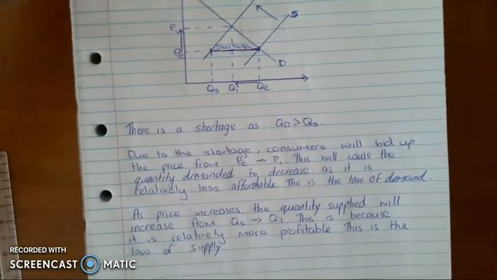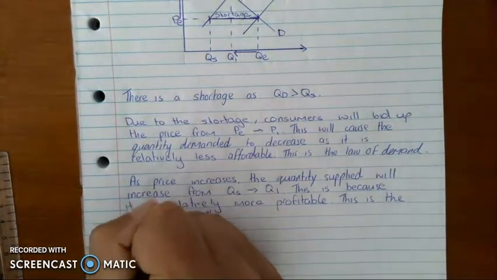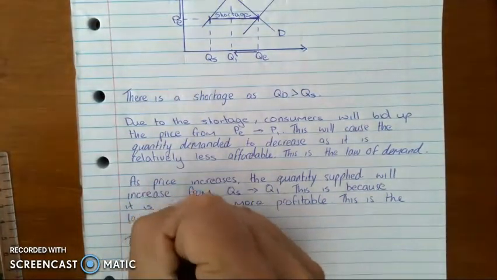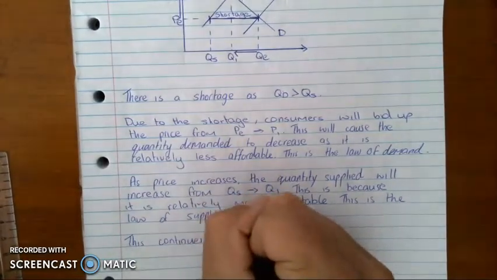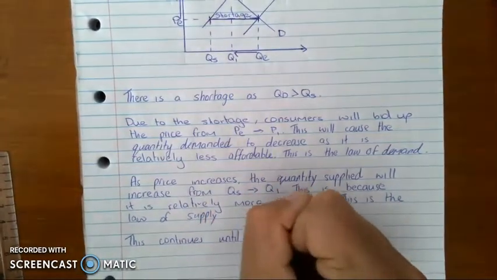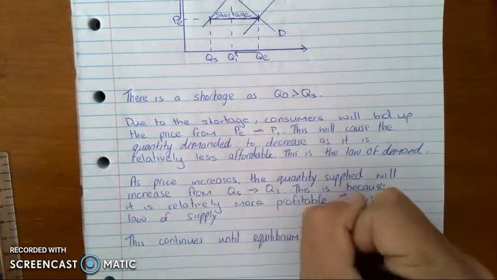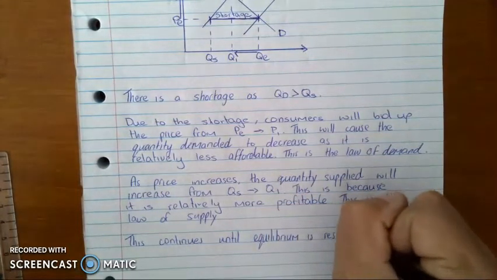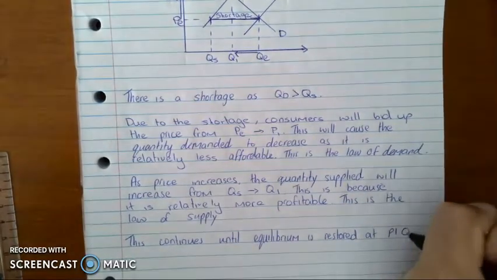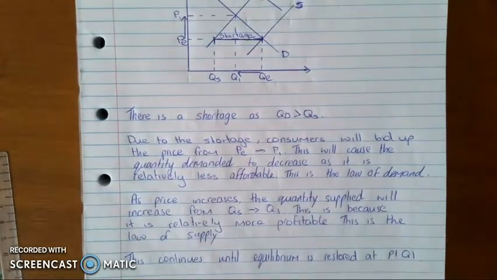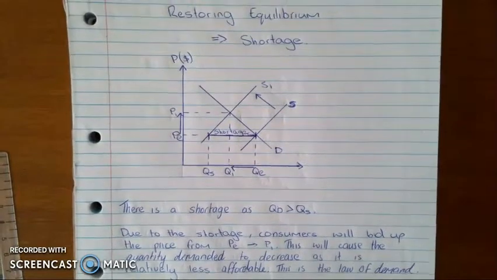Okay, so what we now know happens is this continues until equilibrium is restored at P1 Q1. So that's your model answer, gentlemen, for the restoration of a shortage.